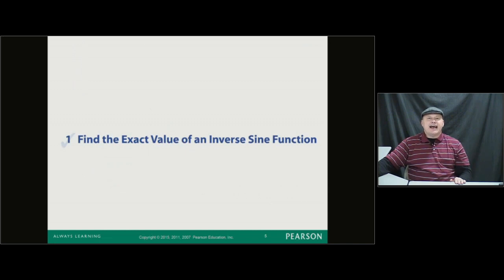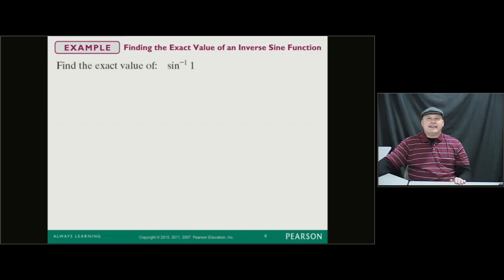Okay, so find the exact values of an inverse sine function. So find the exact value of sine inverse of 1. Now I want you to notice that when you take the sine of an angle, you get a ratio. But when you're doing the sine inverse, the input is a ratio. That's why you're taking the sine inverse of 1, because 1 is a ratio, not an angle.